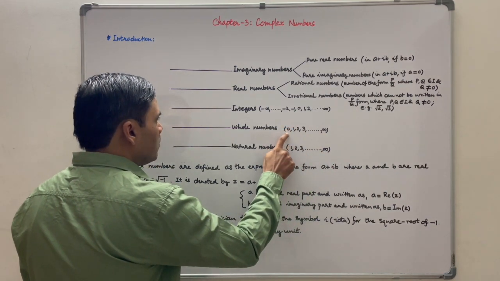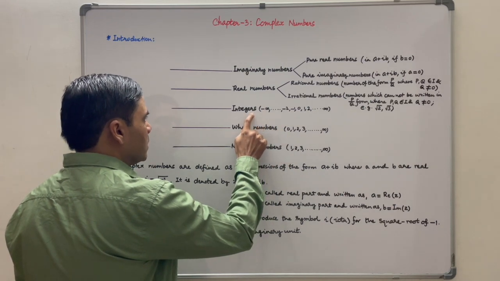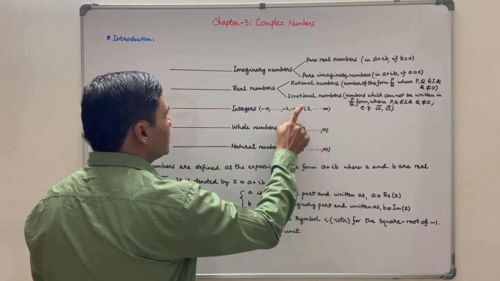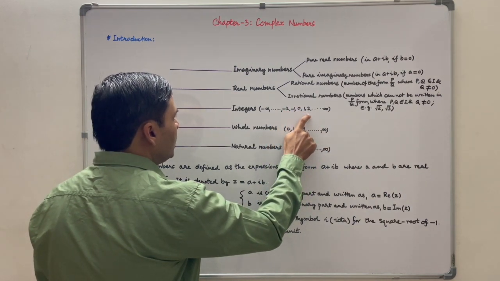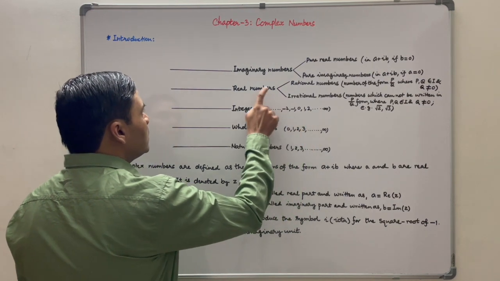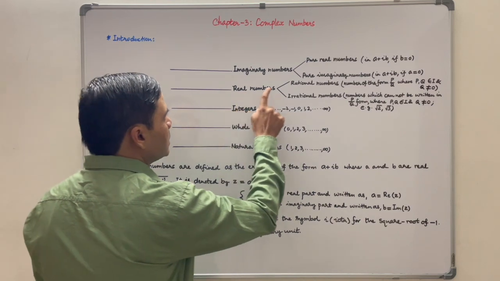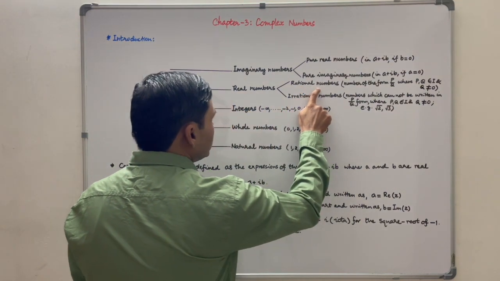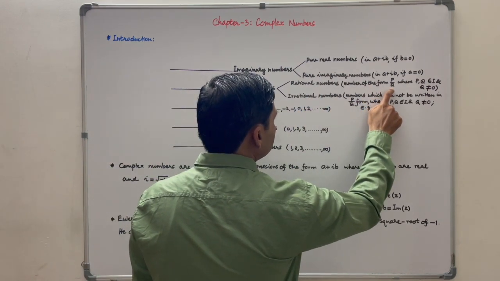If we include numbers on the other side of 0 as well, they become the set of integers. That means numbers between minus infinity to plus infinity, such as minus 2, minus 1, 0, 1, 2 are called integers. Then come real numbers. The real number set consists of two types of numbers, rational numbers and irrational numbers. Rational numbers are those numbers which can be written in the form p by q, where p and q are integers and q is not equal to 0.